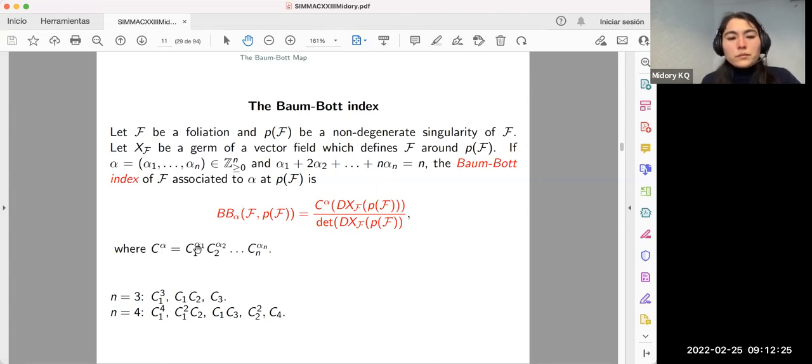where c_1 is the first elementary symmetric function, c_2 the second elementary symmetric function, and c_n the nth elementary symmetric function. So for example, for n equal 3, we are interested in the Baum-Bott indexes associated to the first elementary symmetric function with exponent 3. The other index will be the first elementary function with the second elementary function, and the last one will be the third elementary symmetric function. For n equal 4, we have now 5 indexes that we are interested in. We can define 5 Baum-Bott indexes. So here we take c_1, and the exponent of the first elementary index is decreased.